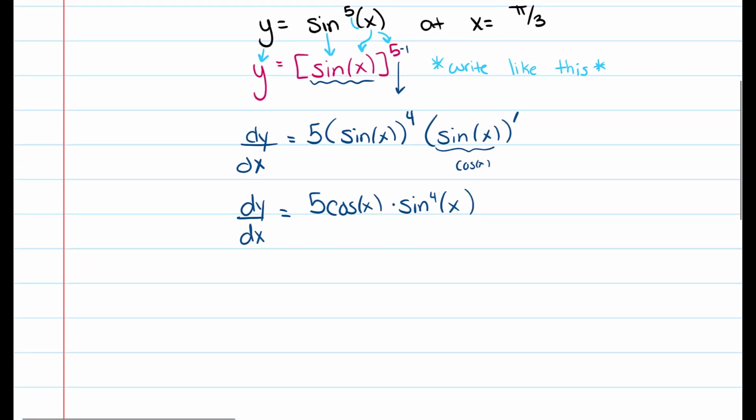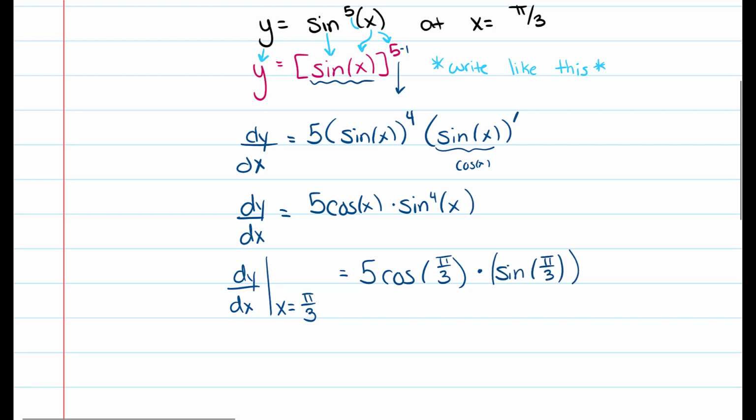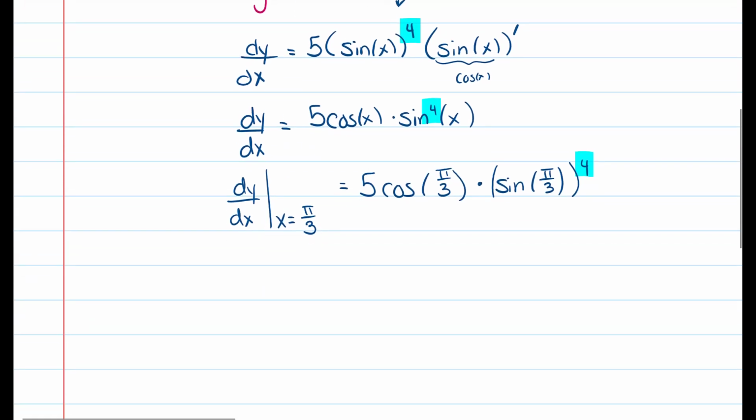And so now what I need to do is take the derivative when x is equal to pi over 3. So I get this is equal to 5 cosine of pi over 3 times sine of pi over 3 to the fourth power. Notice that my exponent is moving inside and outside of the parenthesis freely. I place it wherever it's going to be easiest and most convenient for me to do the algebra.